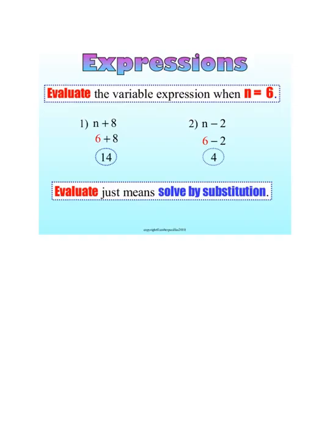So you're going to do the exact same thing with addition and subtraction. You are simply going to take the value that they give for the particular variable. In this problem, they say n equals 6. So in both of these problems, you are going to substitute the 6 in for the n, just as they do in this example, and then you are going to follow the order of operations. So we are simply substituting.